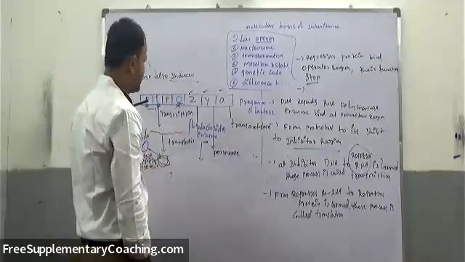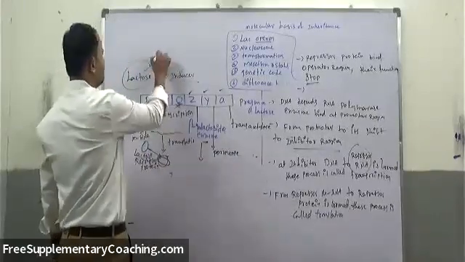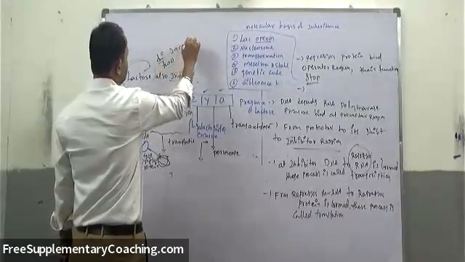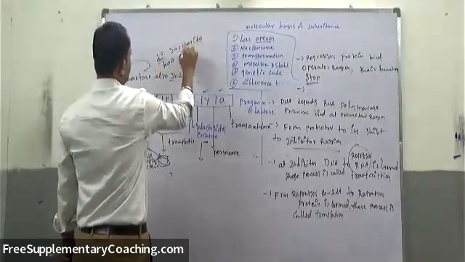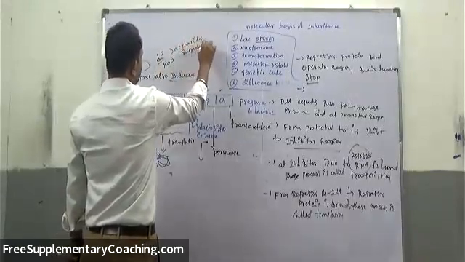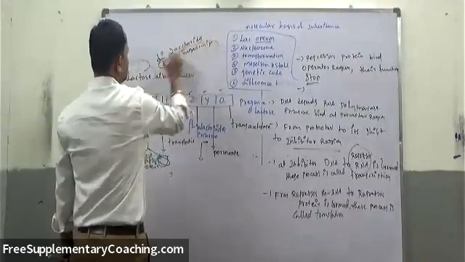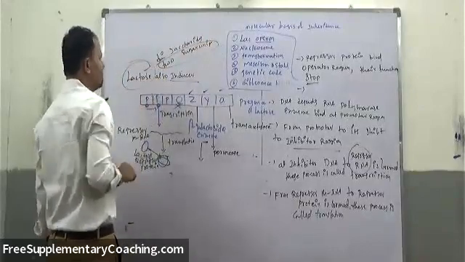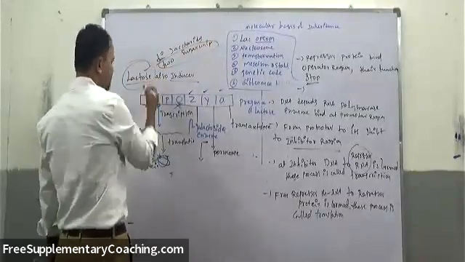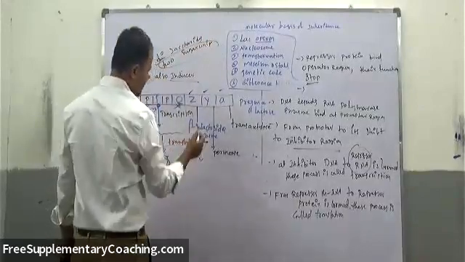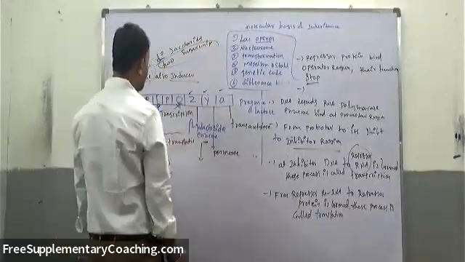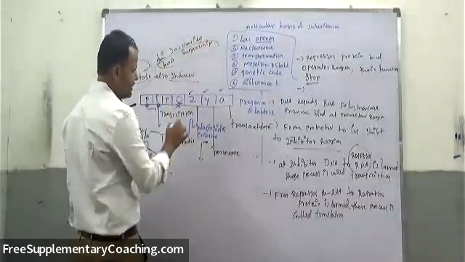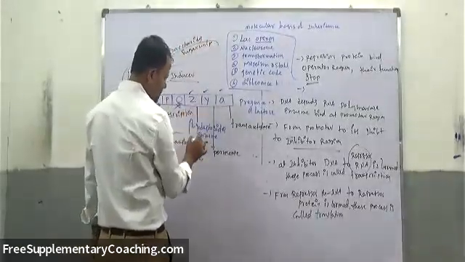Lactose is a disaccharide. Di means two, saccharides means sugar units. Lactose has how many sugar units? Two sugar units. Now this lactose breaks down in the presence of beta galactosidase enzyme and forms two monosaccharides.